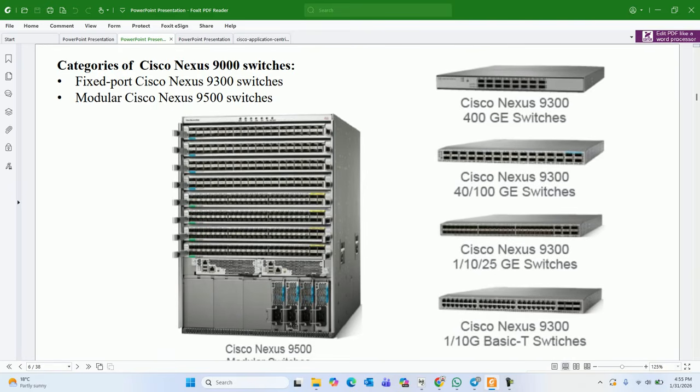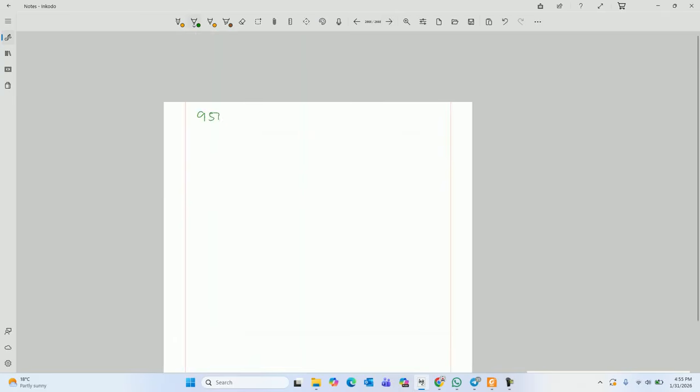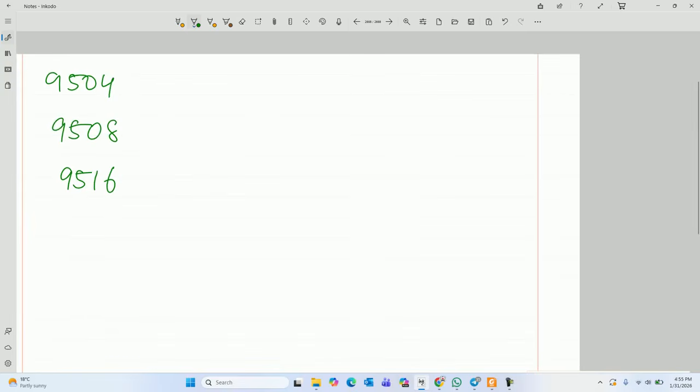In the Nexus categories of the switches, we have the fixed port Nexus switches, which is mainly in the Nexus 9300 series. In the 9300, guys, you will not see modular switches. They are fixed. We have chassis in 9500. We'll discuss that. So in the 9500, we have switches like 9504, 9508, 9516. In 9504 we have 4 line cards, in 9508 we have 8 line cards, and in 9516 we have 16 line cards. But before that, please pay attention here.